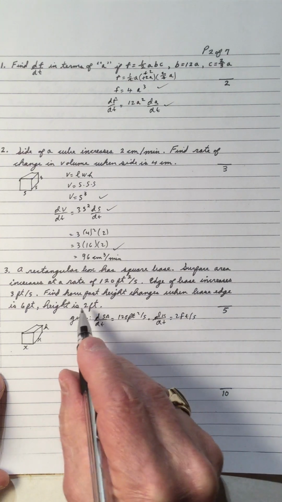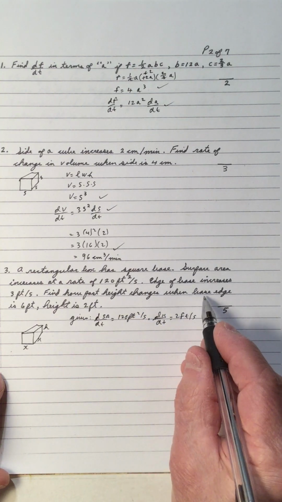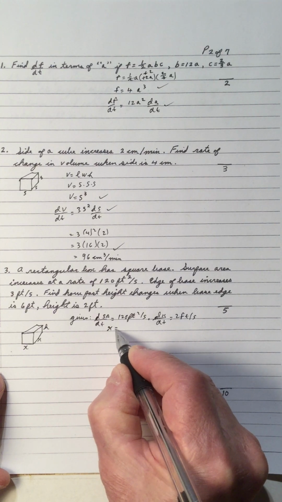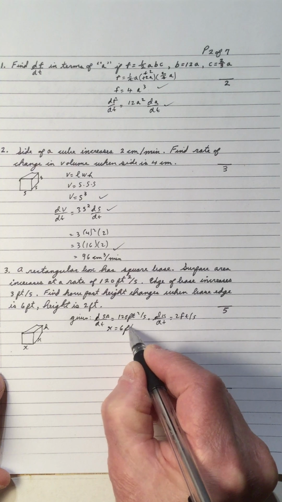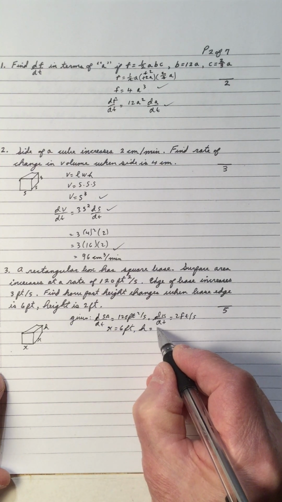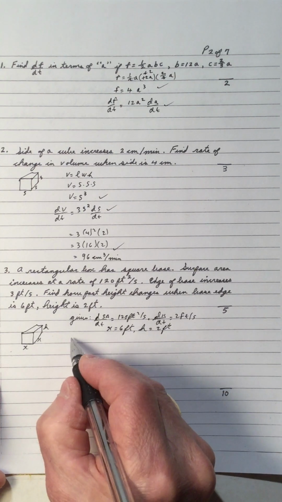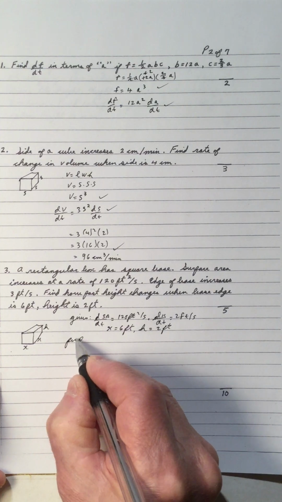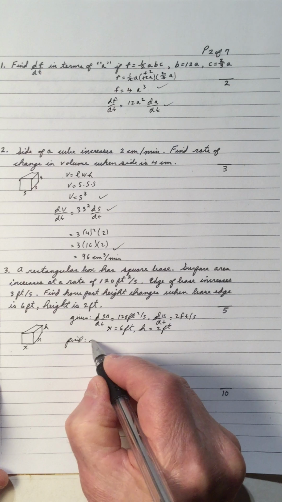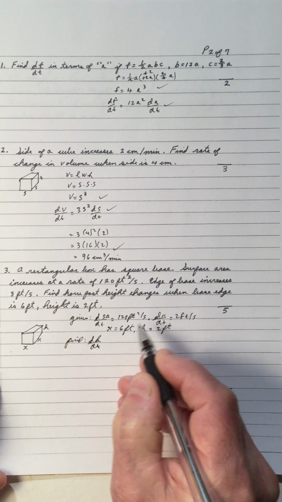And we want to find the rate of change in the height when the base edge, which is x, is 6 feet, and the height, which we call h, is 2 feet. So we write down the givens, and we're going to find how fast the height is changing. So it's dh/dt. That's what we have to find.